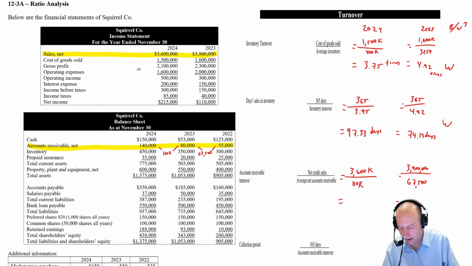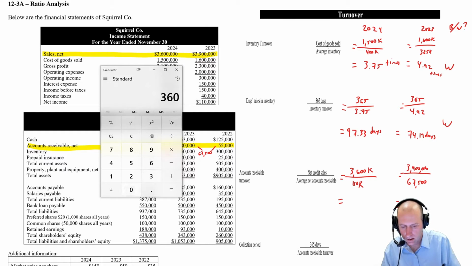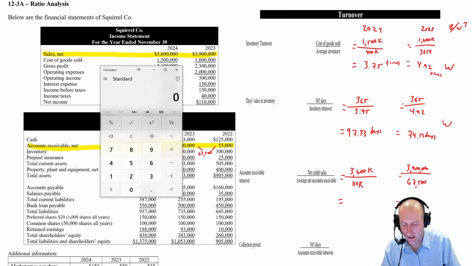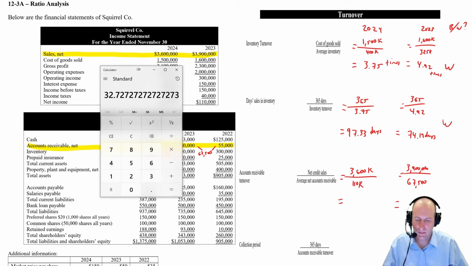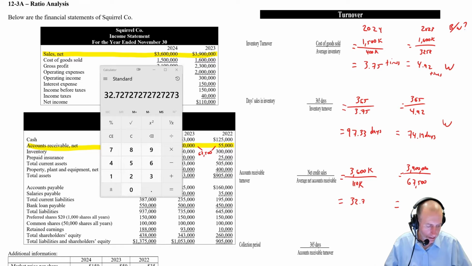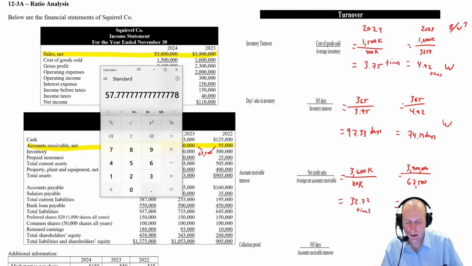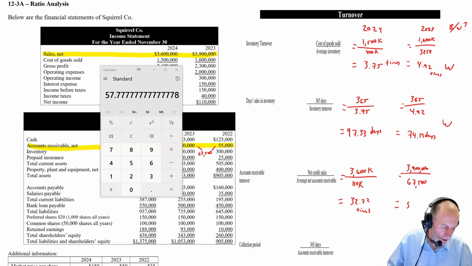3.6 million divided by 110 grand. What? Oh, I messed this up. 3.6 million divided by 110. I forgot the 3 zeros. That's a more reasonable number. 32.72 times. The year before, 3.9 million divided by 67,500, 57.77 times.